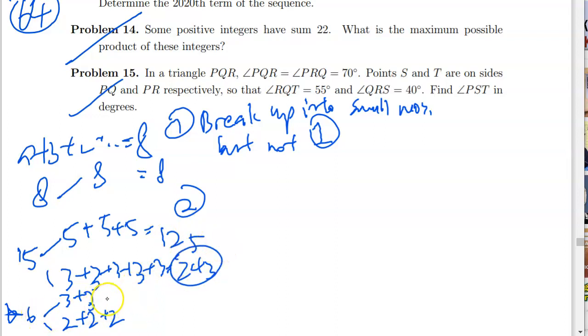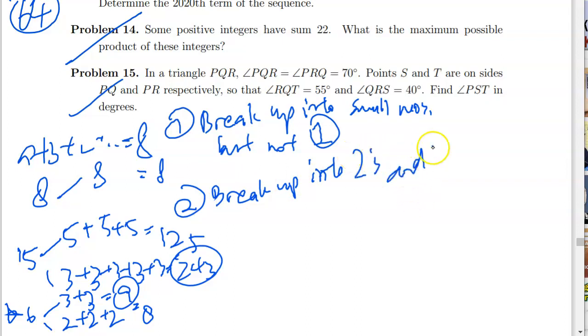And then for 6 over here, we have 3 times 3 equals 9, and 2 to the power of 3 equals 8. So this 9 wins. So the second observation we have noticed from here is that it is best to break up into 2s and 3s, because you can get the most number of pieces, and then the product will be maximal.